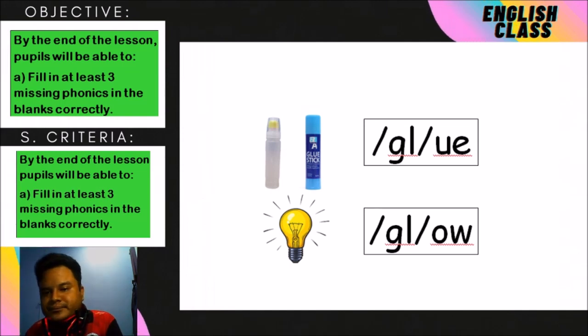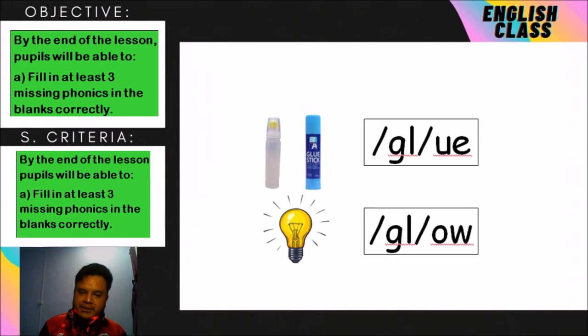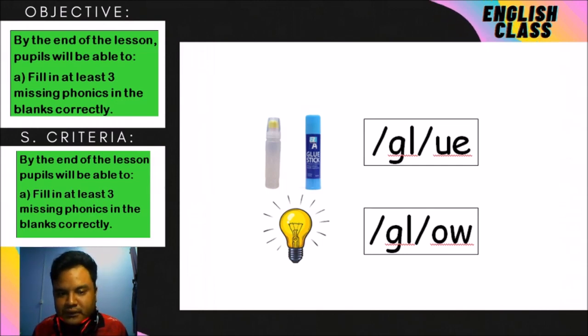Number 1, glue. Okay, glue, I am sure you have used it in your class. Look at the picture, I am sure you know the meaning of glue. Now, number 2. Glow. Okay, glow here means, if you look at the picture, what is that? It's a light bulb. Okay, lampu. The glow means when the light opens up and it shines. Okay, that is what we could call a glow.